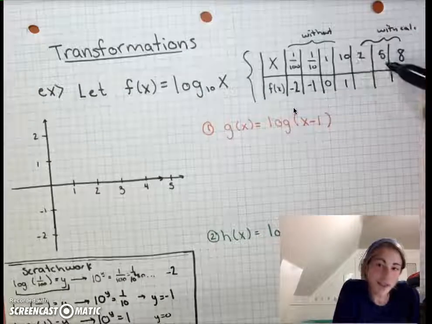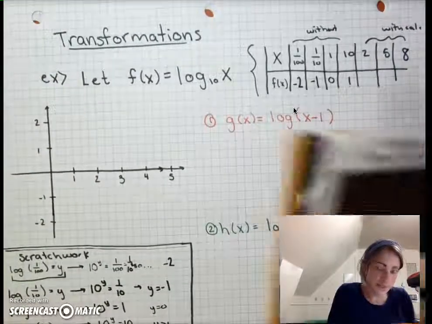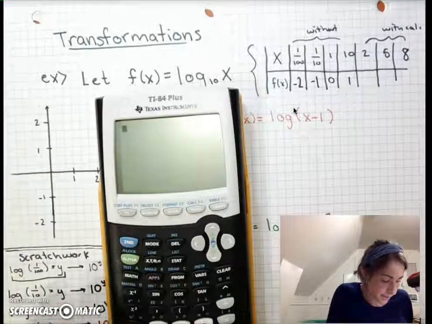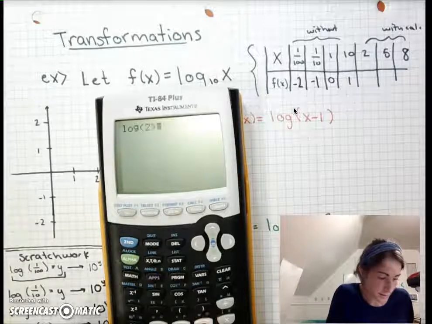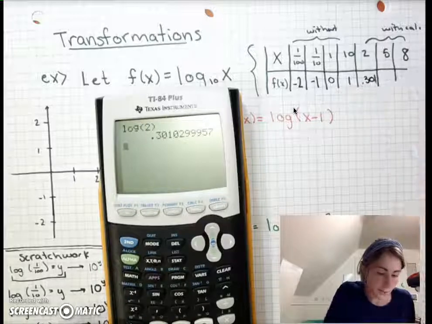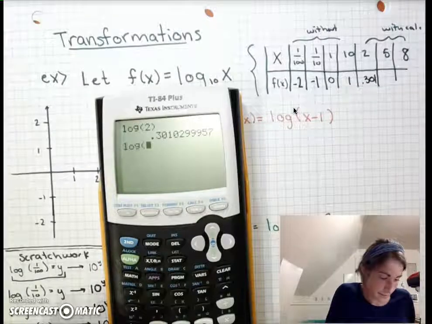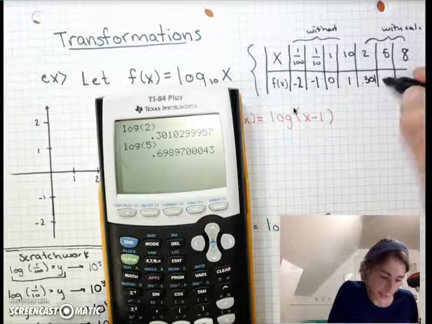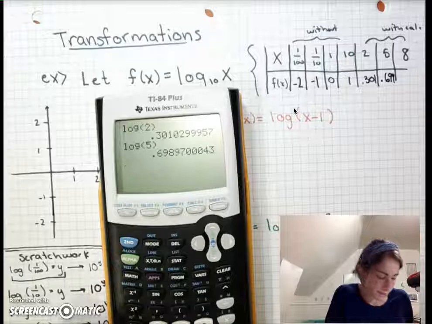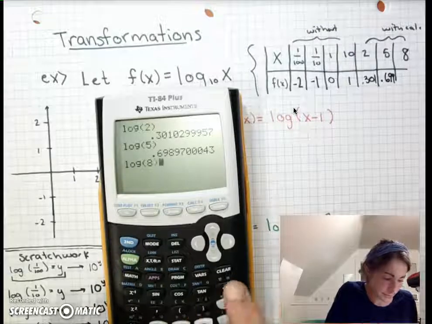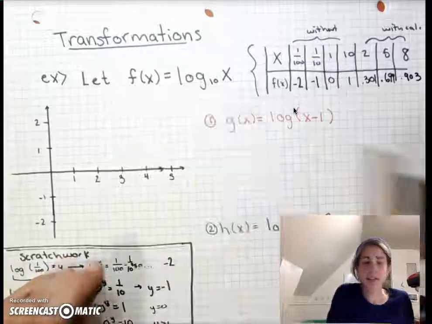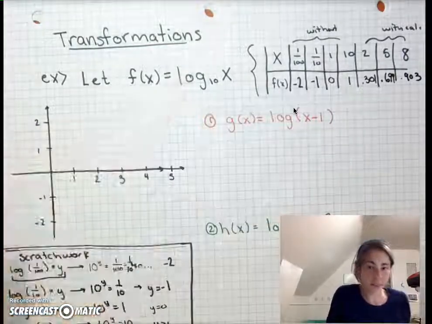If I want to get some more values, I'm going to need my calculator. So say I want log of 2. I can literally just press log of 2, and that gives me 0.301. Maybe I want log of 5. That's going to be 0.69. I'll round it to 0.699. And log of 8 is 0.903. So now I've got enough points I can actually graph this function.